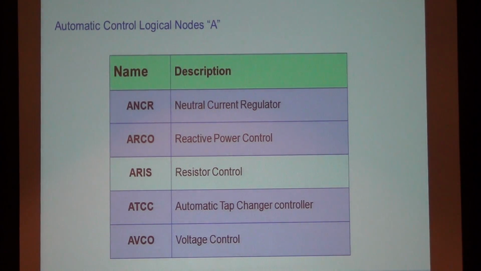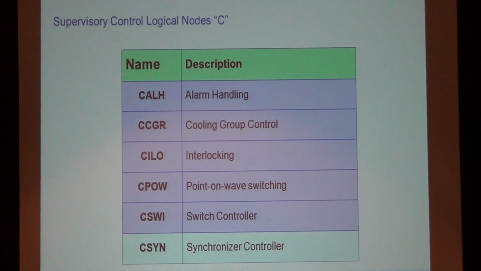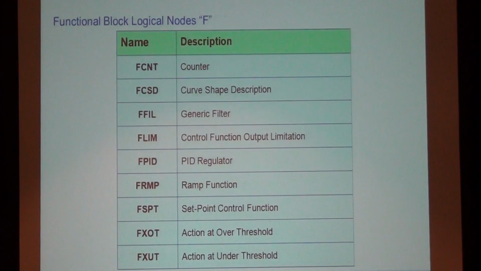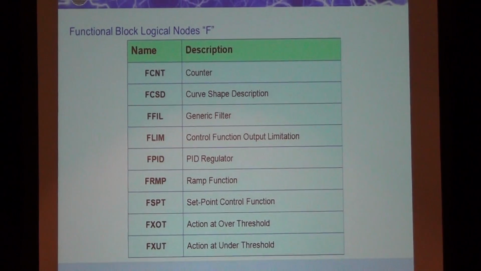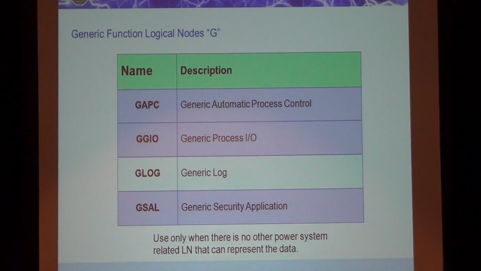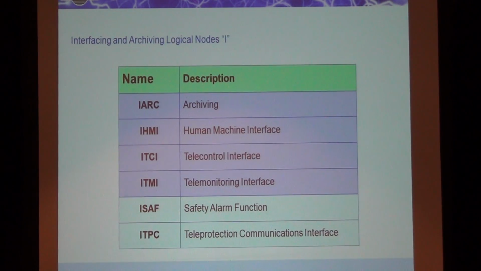You've got automatic control, which includes tap changers, voltage control, alarm handling, cooling groups, in this C for the supervisory control. Functional blocks for generic filters, ramps, PID regulators, etc. You've got generic automatic process control, generic logs, generic I/O. Basically, you should only use those when there are no power system functions available for representation using another logical node.